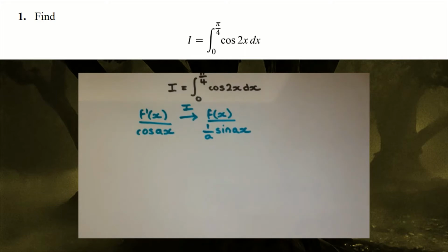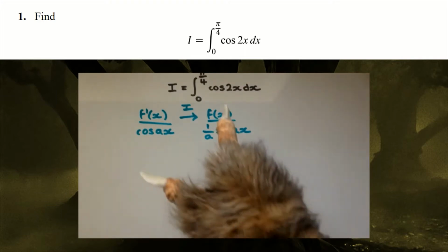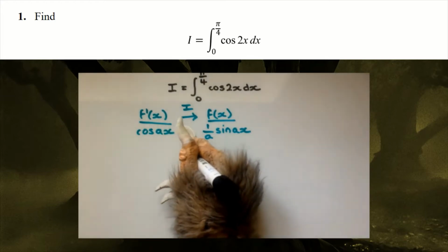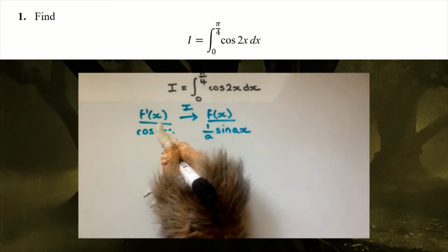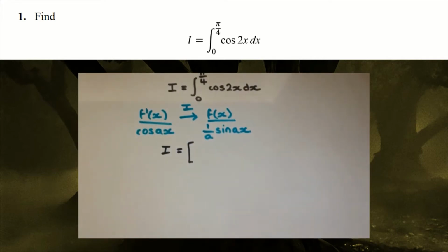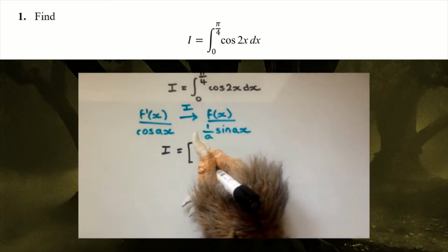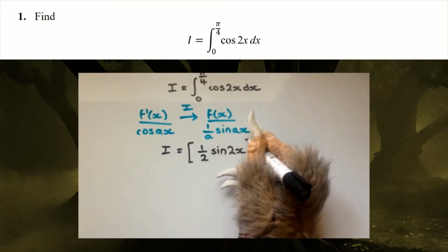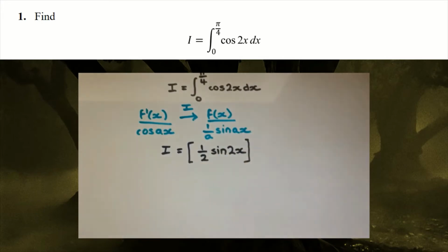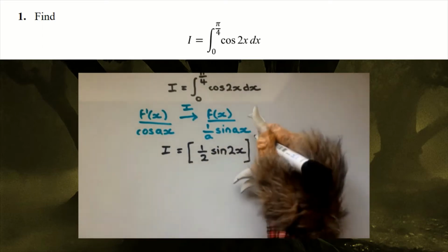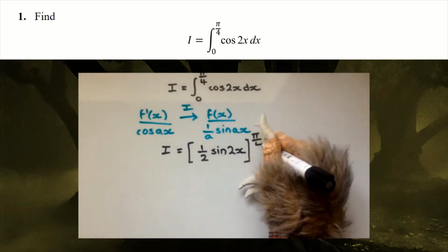This means that I can integrate cos 2x and replace the a with 2, and I've got my antiderivative. Let's do it. So I is going to be equal to, big square brackets now because integration is done, 1 over 2 sine of 2x. If you have time, of course, quickly differentiate this in your head to make sure that you do in fact get cos 2x. And this is evaluated between pi over 4 and 0.